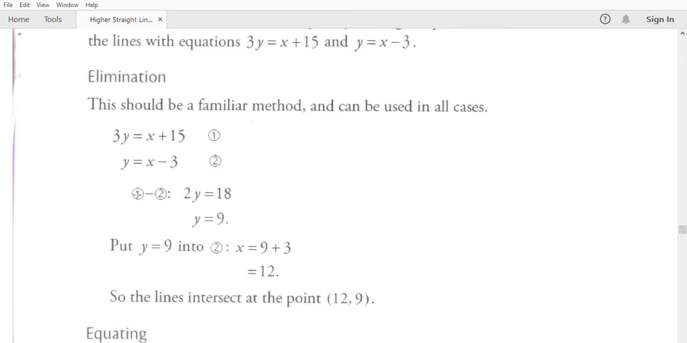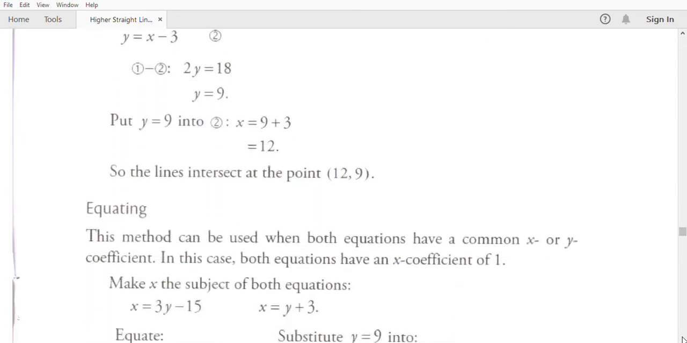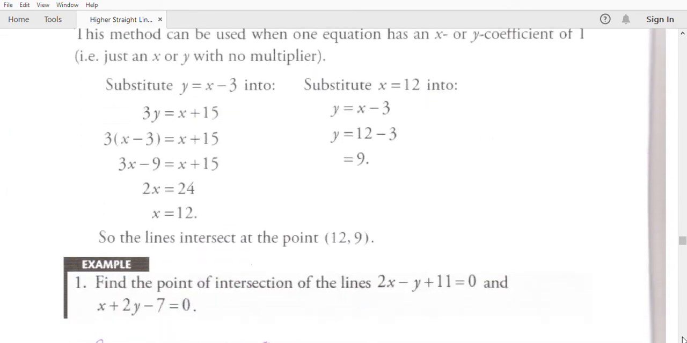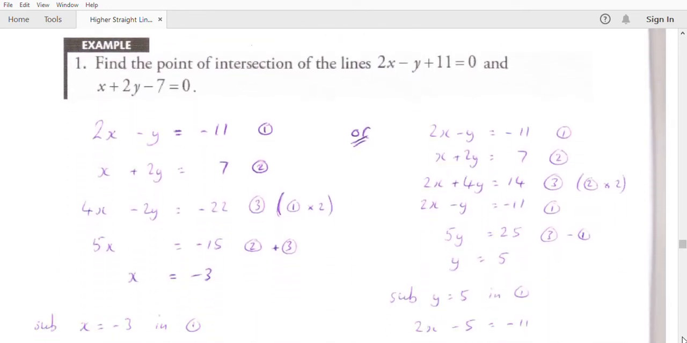So say what we're doing, so equation 1 minus equation 2, and 15 subtract minus 3 is 18, so 2y equals 18, y is 9. And then go back to either equation 1 or equation 2 and substitute 9 in to calculate the value of x. So those lines intersect at the point 12, 9. So I will let you guys read through other methods we can use for solving simultaneous equations. But for straight line, I would suggest that elimination, which is the way that you do the majority of your National 5 simultaneous equations, is the most efficient method.